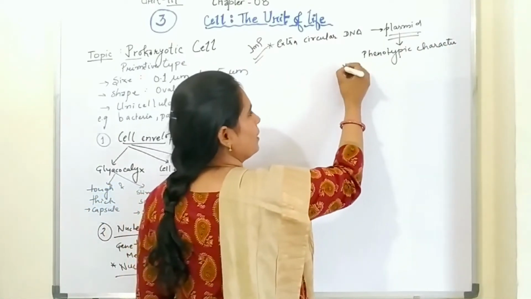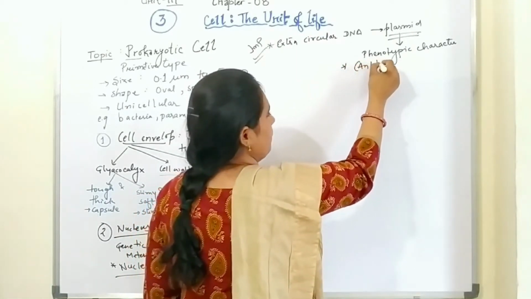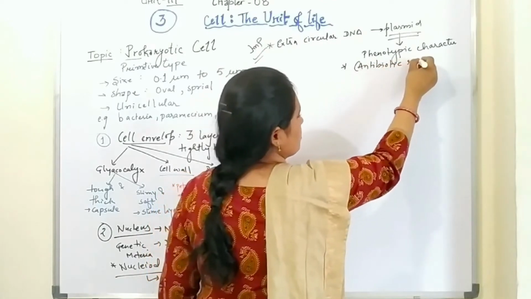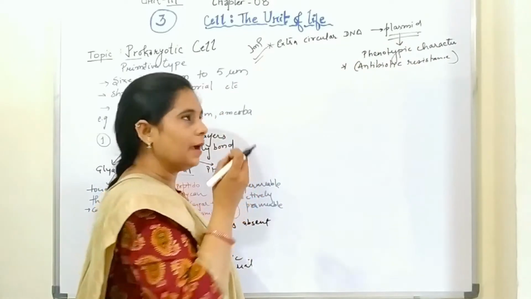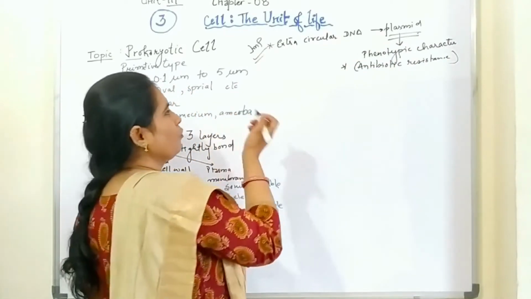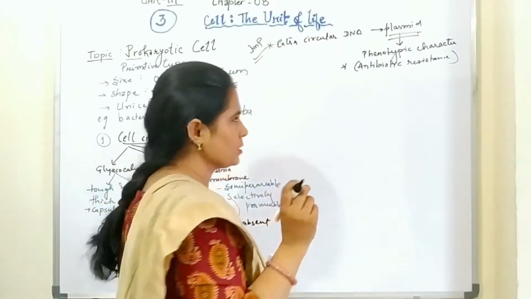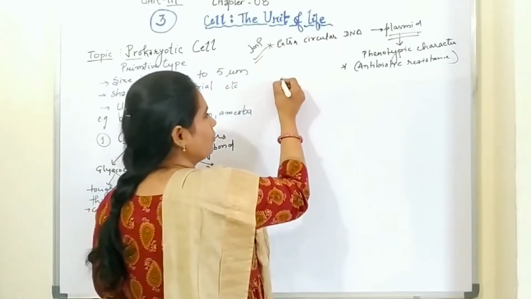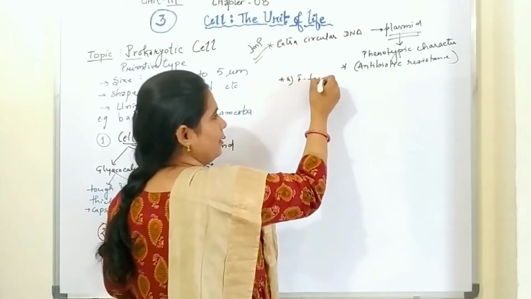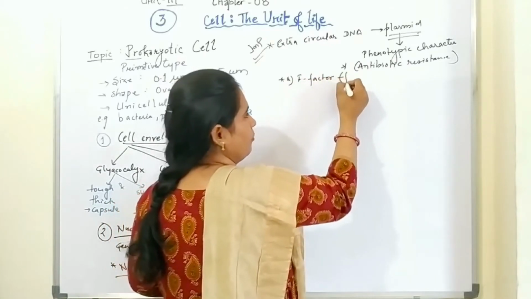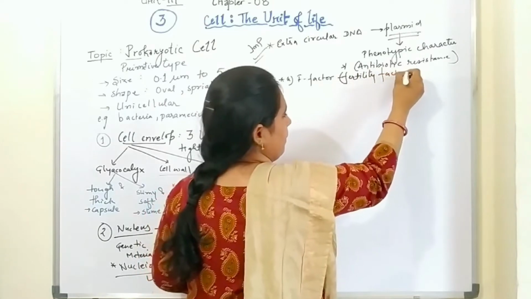So the example of a phenotypic character is antibiotic resistance. Fine. So this is being controlled by a plasmid. Now if you will observe, the plasmid is having so many segments of DNA. So out of those segments, one is called the F factor, which we can call the fertility factor.